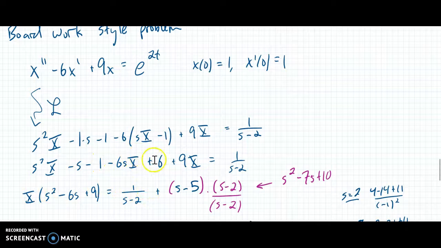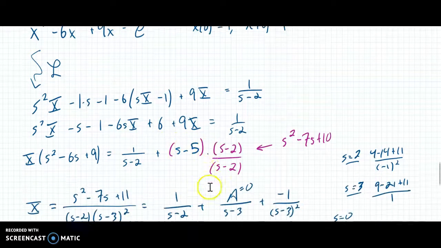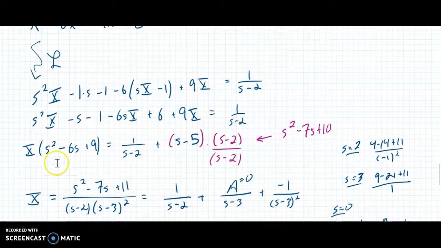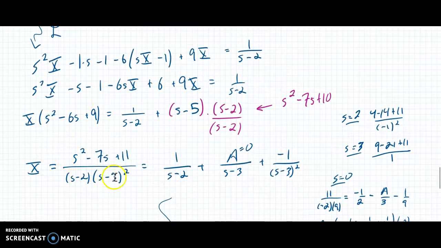When I combined my like terms here and moved them over to the right-hand side, I got s minus 5. This work right here is putting it over an s minus 2, so creating that common denominator. This foils out to s squared minus 7s plus 10. Add the 1 to it, I get s squared minus 7s plus 11. I divided by this and factored, so I got the s minus 2 times an s minus 3 squared. The s minus 3 is the piece that's repeated.